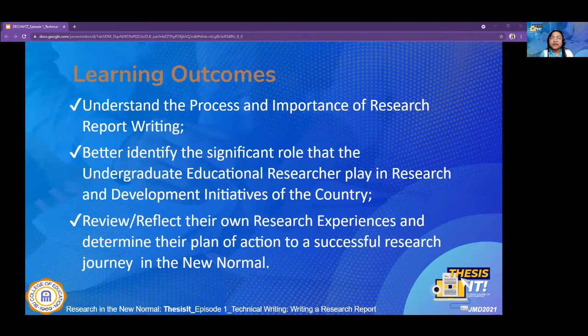So from the term itself, technical writing, if you're going to review the history of the term, it specifically focuses on technical information. Most of the time, it will give you a report on scientific instruments or other forms of communication, technical communications in professional life.